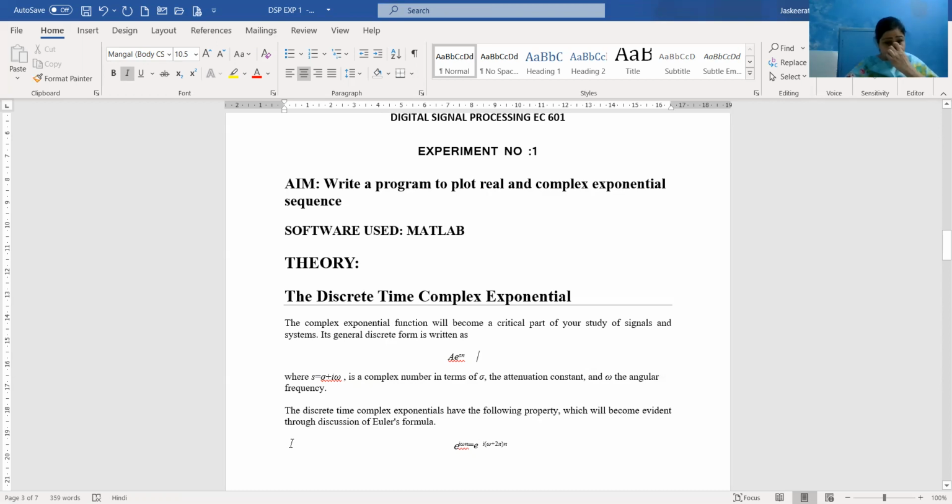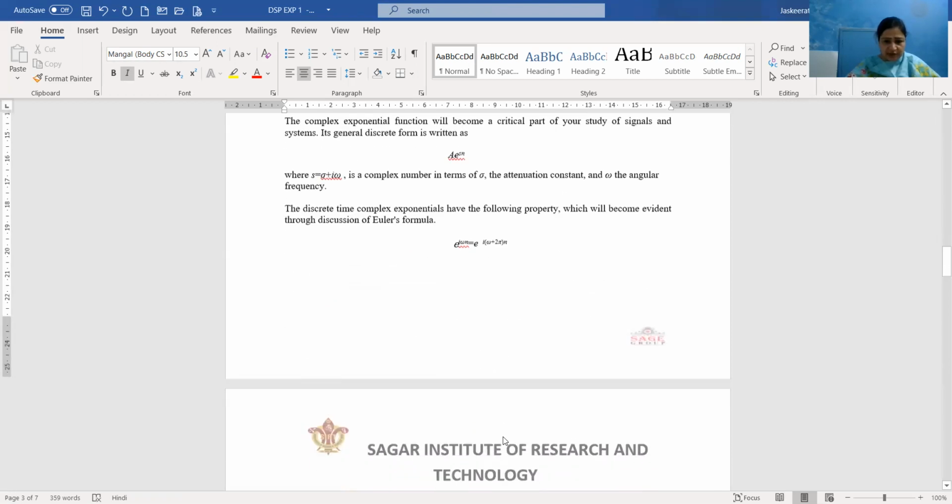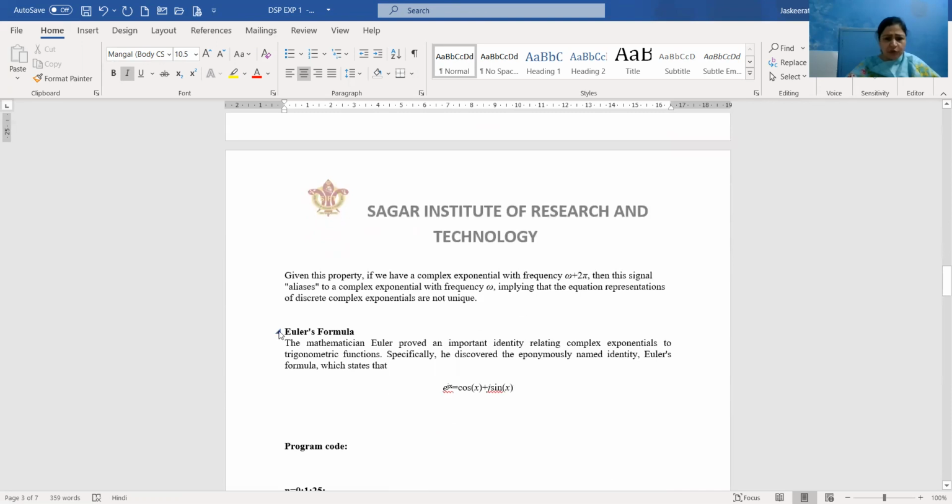Now in this complex exponential, if I write omega as omega plus 2 pi, I will get again the expression e to the power j omega n. That means this complex exponential repeats itself after every 2 pi period. So here we conclude that the complex exponentials are always periodic signals. We have Euler's formula for a complex exponential, which is given by e^(jx) = cos x plus j sin x.